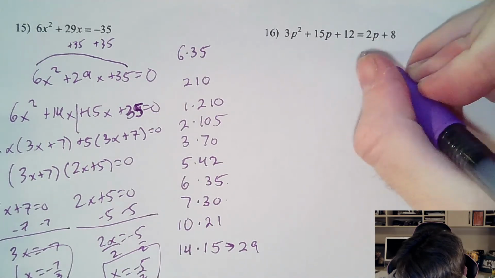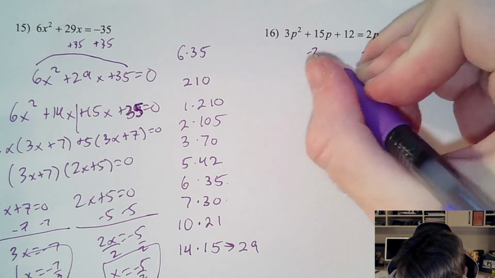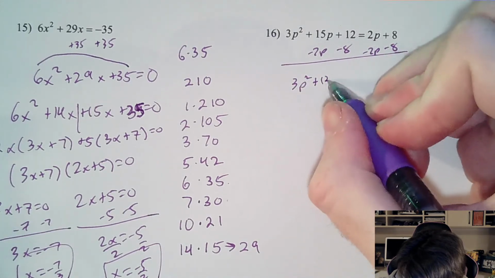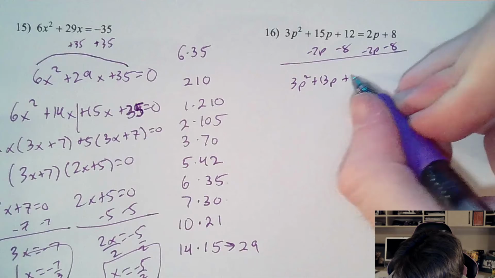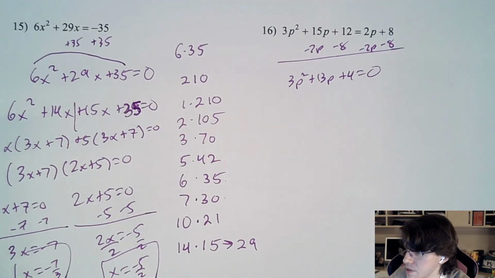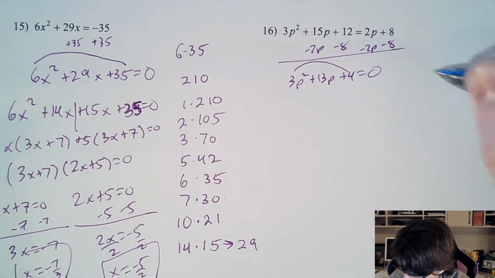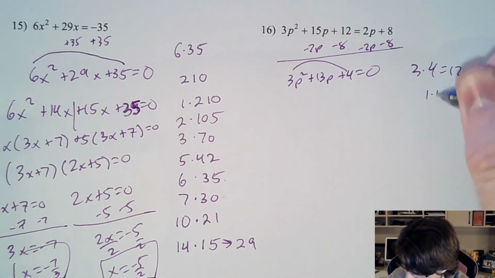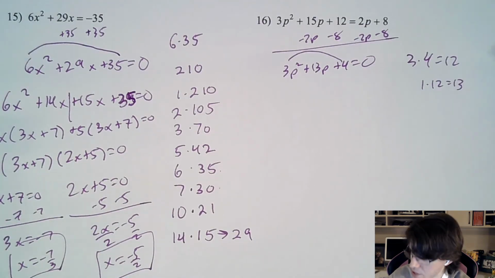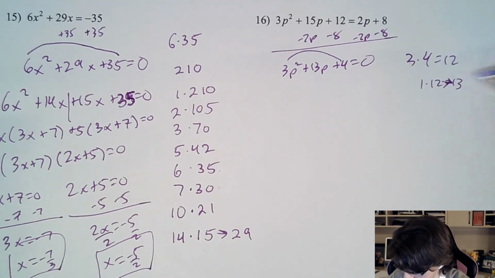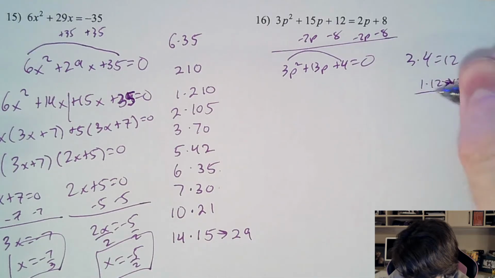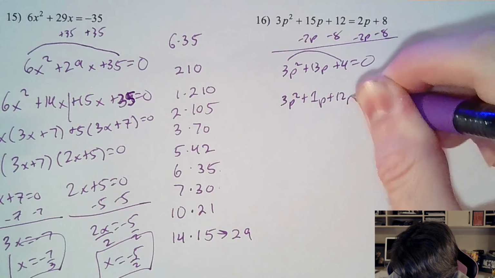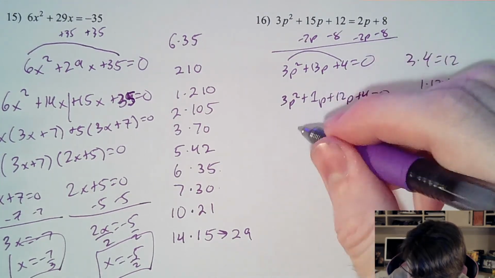So we got to move everything to the left again. Subtract 2p, subtract 8, subtract 2p, subtract 8. Here we go. 3p squared plus 13p plus 4 is equal to 0. So again, we got to multiply the 3 times 4. 3 times 4 gives us 12. We got to figure out numbers that multiply to 12, add to 13, but hey, it's easy right away. 1 times 12 multiplies to 12, and it adds to 13, which is what matters. So 3p squared plus 1p plus 12p plus 4 equal to 0.